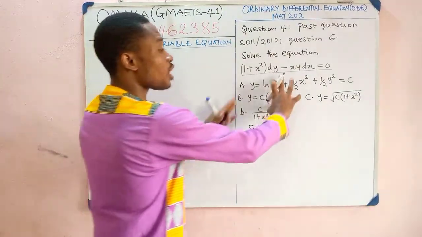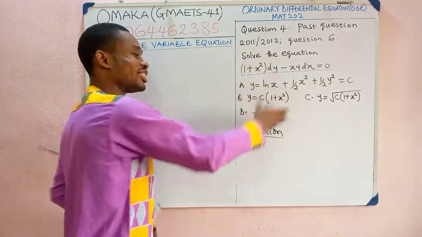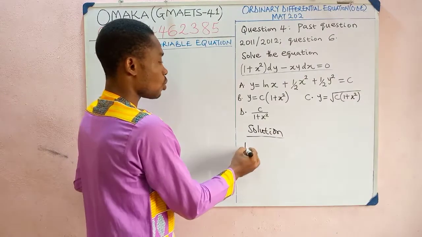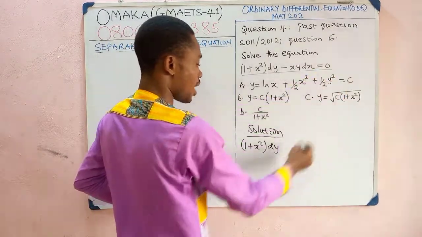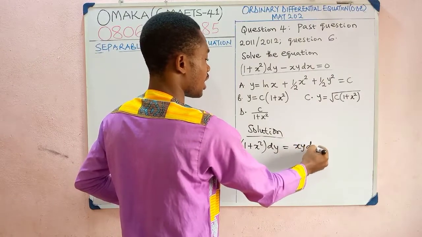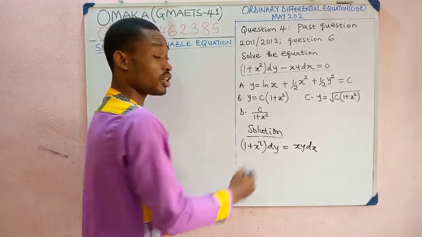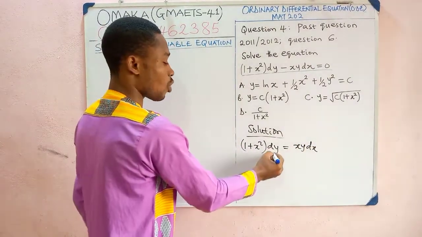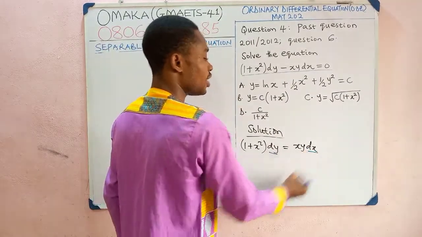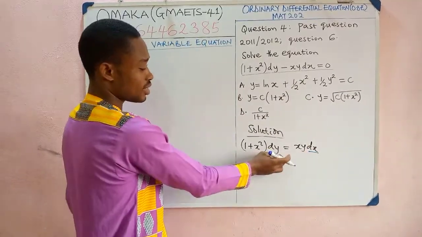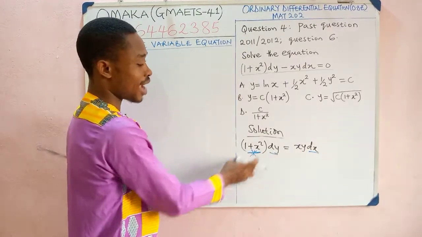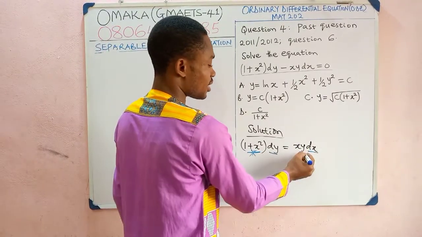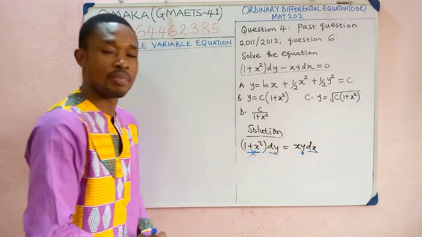Now let us solve. You have the options here, so you're going to solve to target the correct option. 1 plus x squared dy. We're going to take this term to the right hand side, equal to xy dx. Next, identify the controlling differential coefficient. Look at one here, dy. Look at the other one, dx. Since this is dy, this x term has to be removed. Since this is dx, this y term has to be what? Removed.